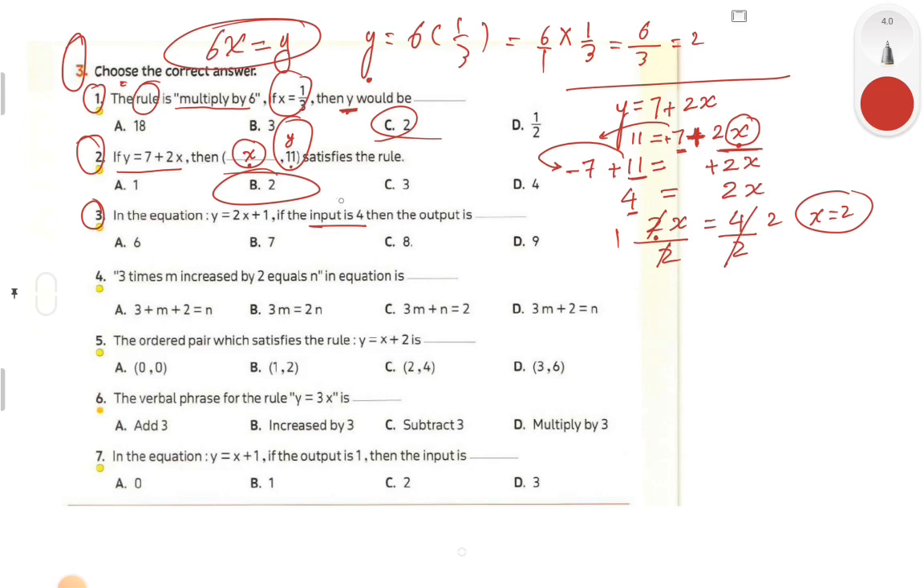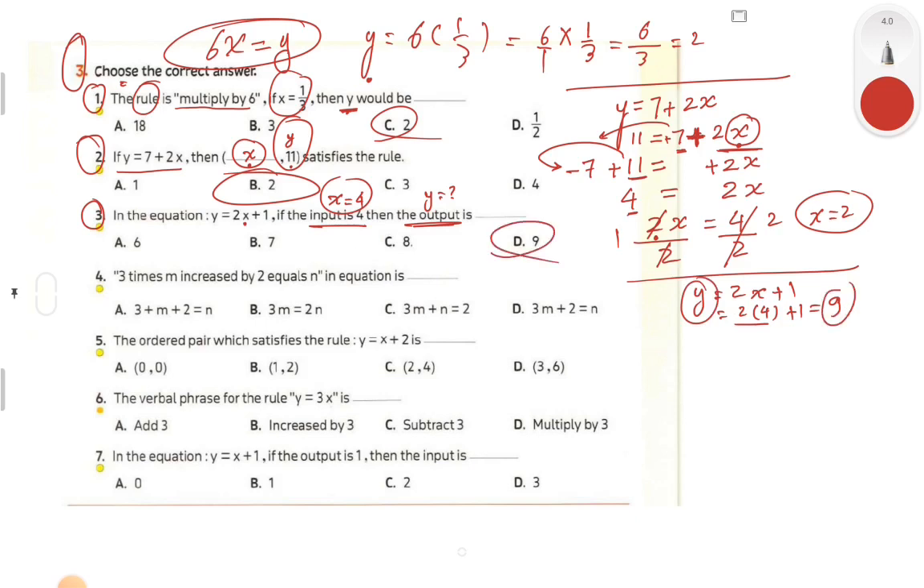Question number 3 is the equation y equal 2x plus 1, if the input is 4. What's input? It's the independent, and the independent here is x. Then the output y equals what? It's easy. I have the x value, need to find the y value. Substitute x equal 4. So 2 by 4 plus 1. 2 by 4 equals 8, plus 1 equals 9. So y equals 9.